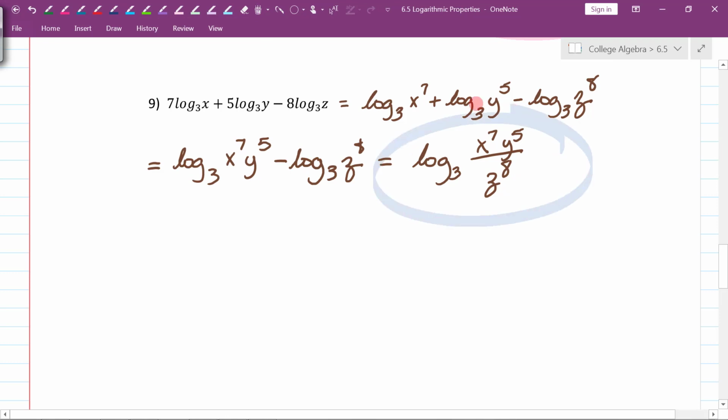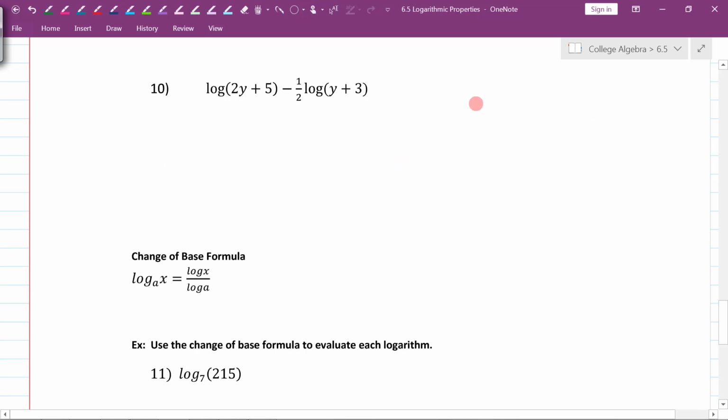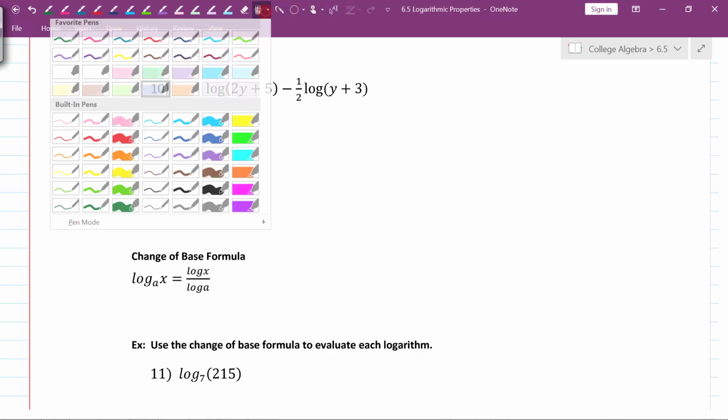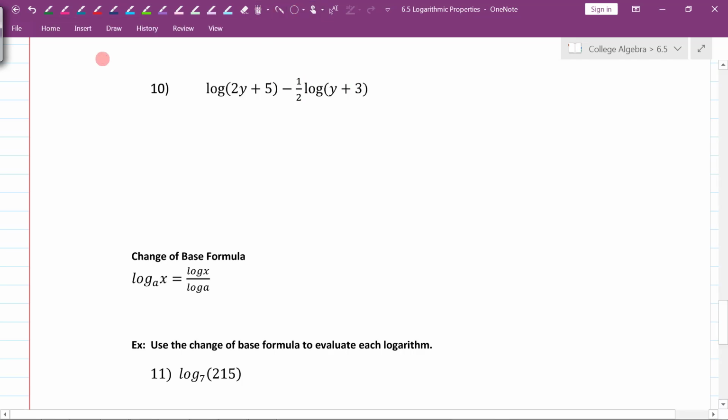How'd you do? Hopefully you got that one right. Again, we're smashing together, we're combining, we're simplifying to the smallest expression. This one right here, we're going to notice that we have an exponent that we can raise up. And so this is going to be rewritten as log of 2y plus 5 minus log of y plus 3 to the 1/2 power.